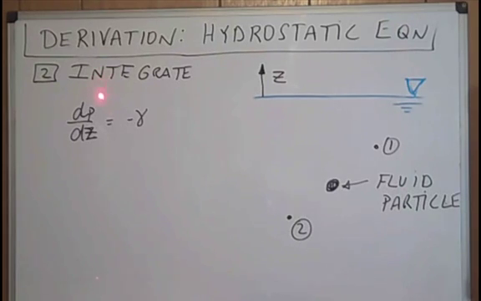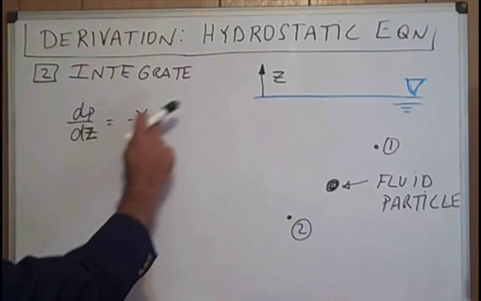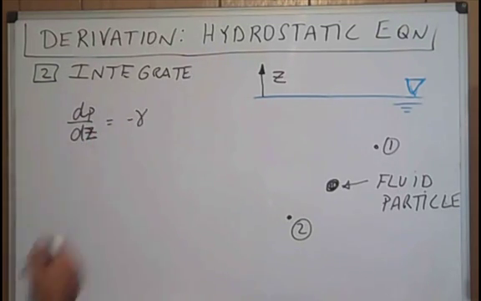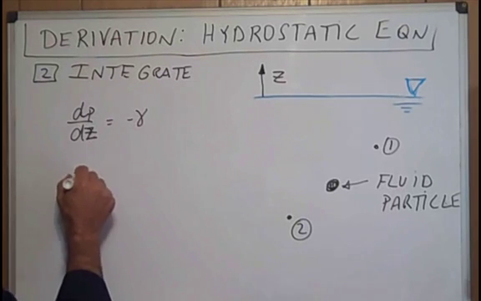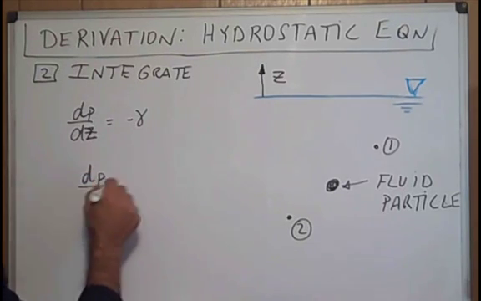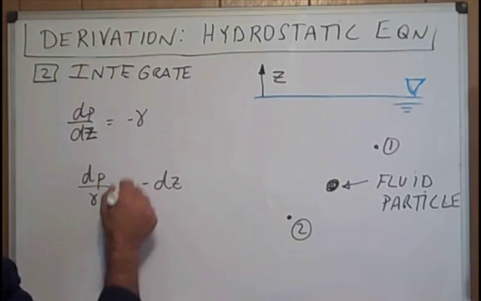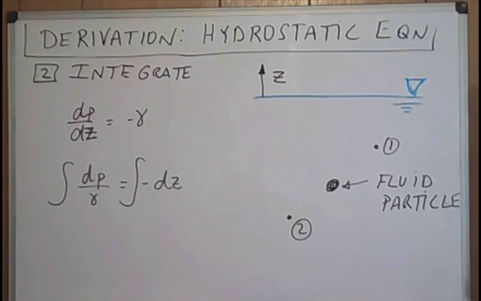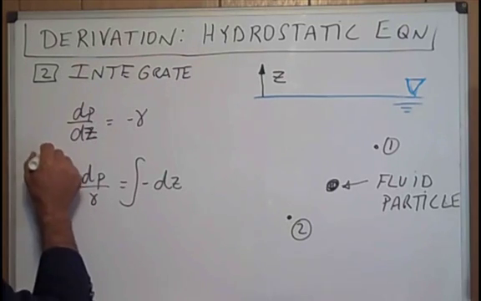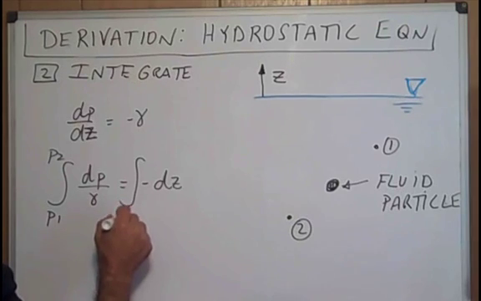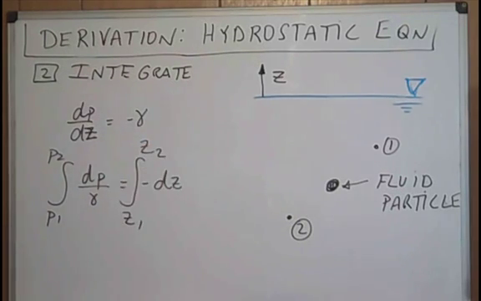Step 2, integrate. Take the dz to the right side of the equation, the gamma to this side. We're doing separation of variables. So dP over gamma equals minus dz. Integrate both sides of this equation. Let's do definite integrals. So the pressure varies from P1 to P2, while elevation varies from Z1 to Z2. The integral of dP is P, and taking the limits, we get P2 over gamma minus P1 over gamma.